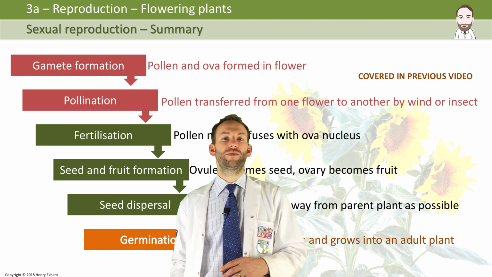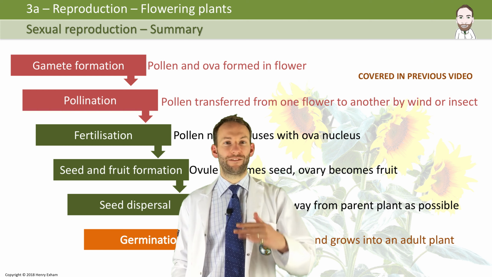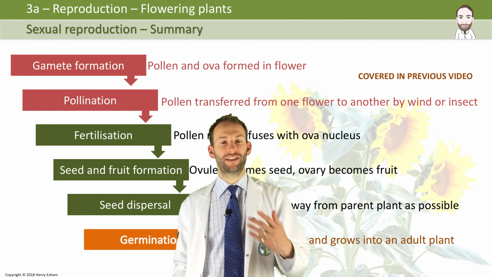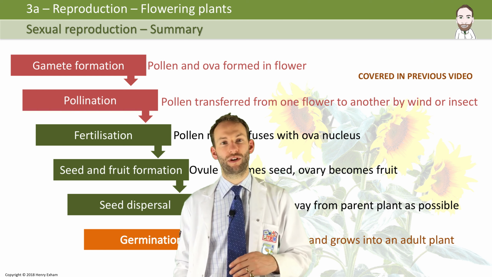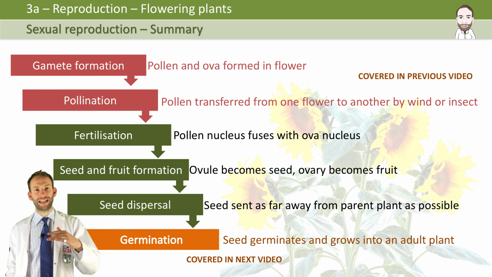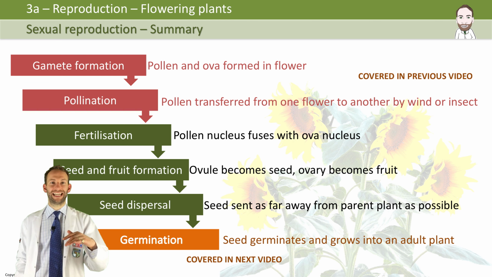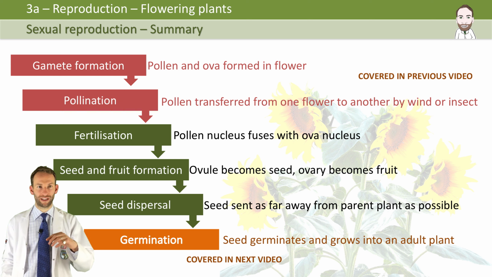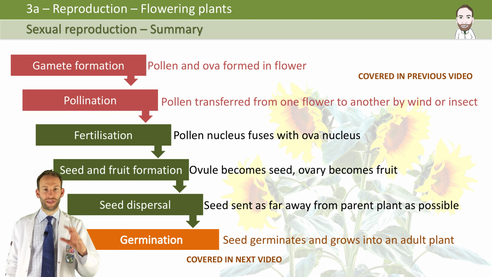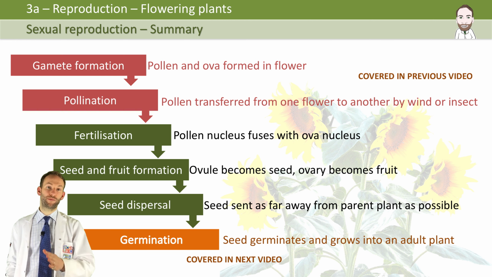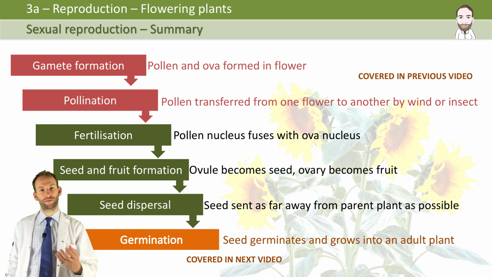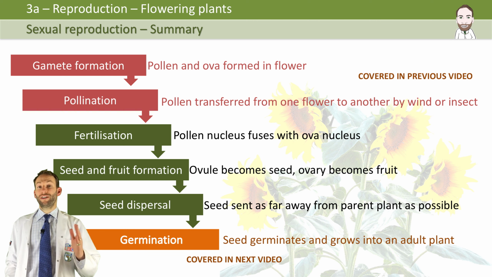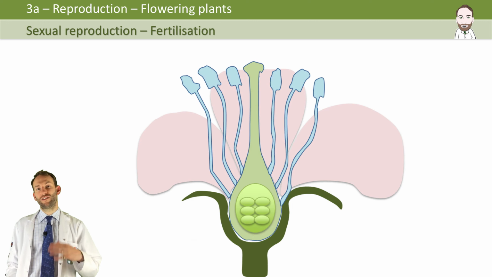So what we're going to do is work through these different processes, and we'll keep coming back to this summary to remind ourselves of how far we are on the journey of how a plant reproduces. We've got gamete formation, making the pollen, making the eggs, pollination, which is how the male gamete gets to the female one, then fertilisation when they fuse together, then you make the seed and the fruit, then you disperse that seed, and hopefully then you get the germination and the offspring being fully produced. Okay, so we're on to the next stage, fertilisation.